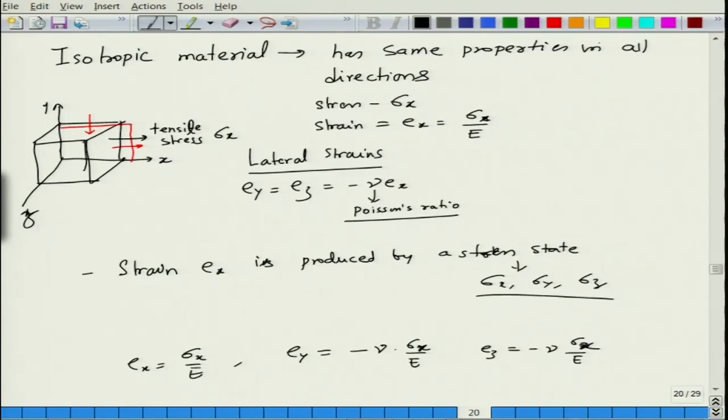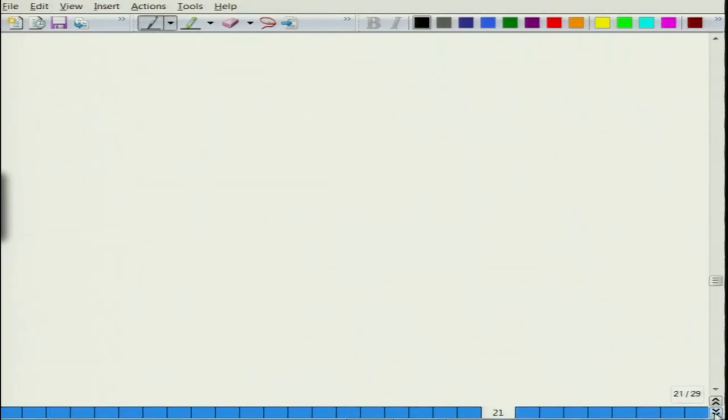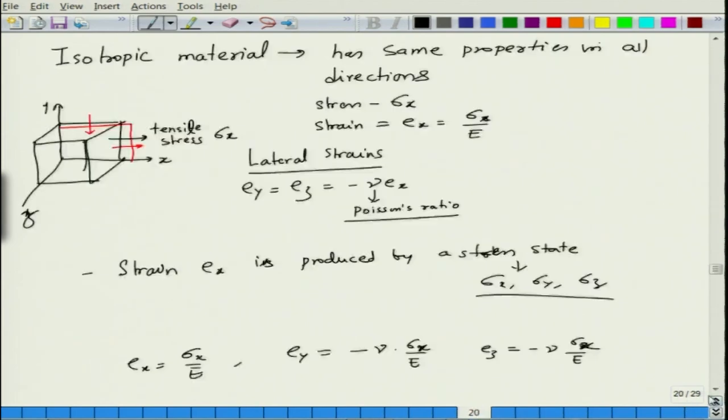You can also write it in this fashion: we have said that Ey and Ez are equal to minus nu Ex. You can write this a little differently. Let me just rephrase this.